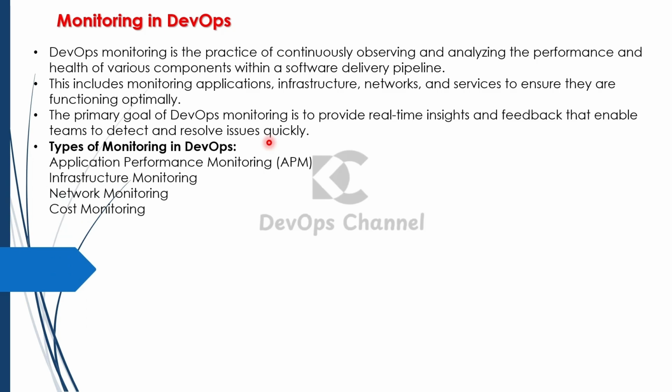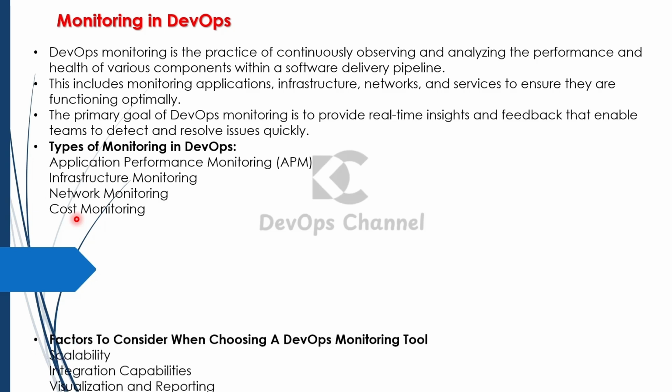Now next is types of monitoring in DevOps. As we have seen here, you can see any application performance, you can monitor your infrastructure, you can monitor your networking, how much traffic is going in or going out, and you also have cost monitoring tools, or you can implement cost monitoring also. Okay, now let's move further.